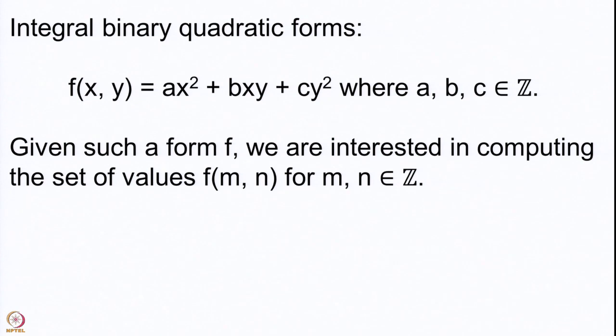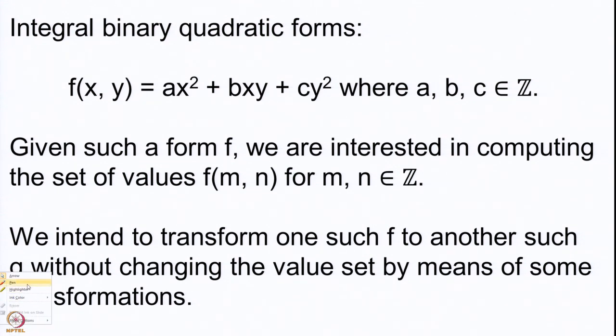Now, the main question in this theory is to find the value set of such a form. Whenever we are given such a form f(x, y), we want to know what is the set of values f(m, n) where m and n are integers. So, we are going to take all possible integer values for m and n and put these values in our form. So, we are going to get a m square plus b m n plus c n square. We are looking at the set of these numbers and we want to determine how the values look like, and once we have some information about how these values look like, we would like to know whether all the numbers of that form can be represented by our form f. We will soon see an example.